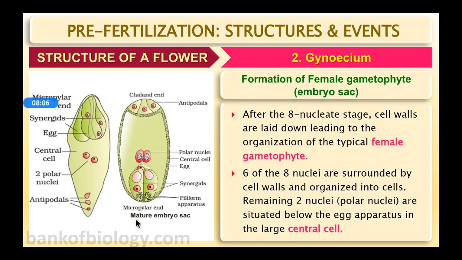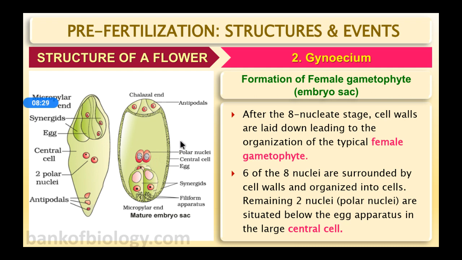If male gametes arrive, the two synergids will degenerate, so only the egg will remain, and the antipodals also will not participate and will degenerate. They will not participate in the fertilization. So only the egg cell and the central cell will be actively participating in the fertilization.